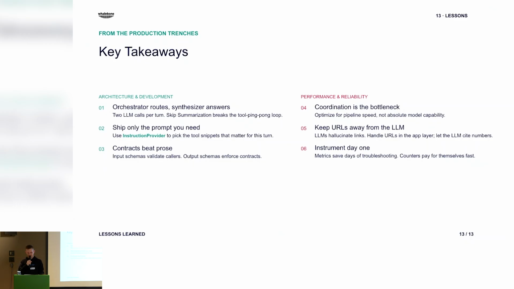And coordination is the real bottleneck, not the model. If you have more and more tools, it can get wrong really quickly, so try to design it so that the agent can handle it. And also keep the URLs out of the LLM, and the last one is to instrument, use the traces, and check them always.